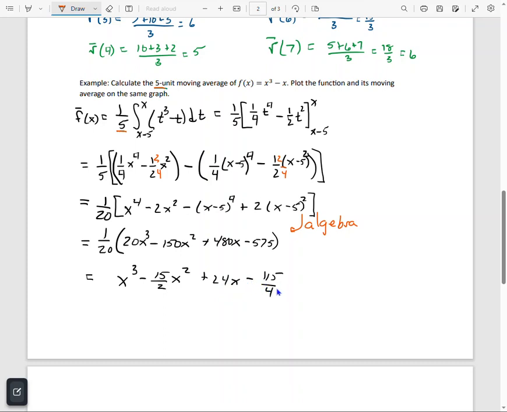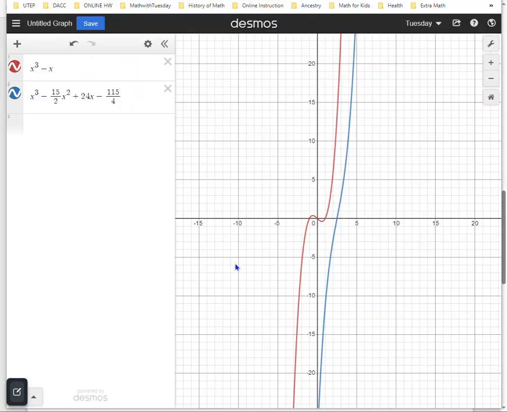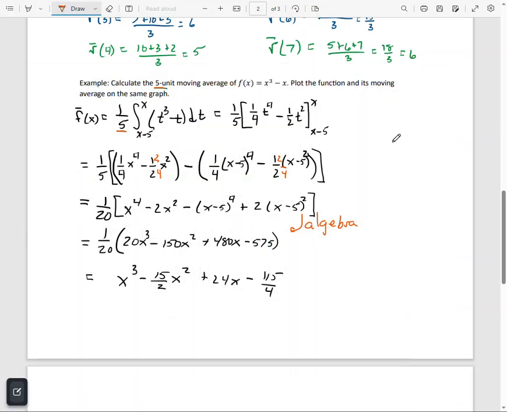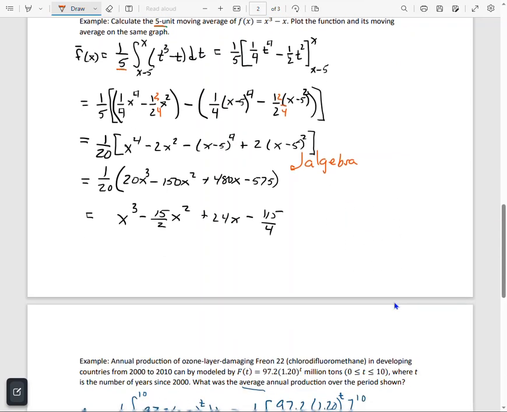I'm going to pause this so I could bring up that graph for you. All right, so I got it in the window here for us. We can see our original function, x cubed minus x. Our moving averages function, that's in blue. This is a much smoother curve than our original function. I'm going to make that go away. Didn't include it, but at least you got it in the video.